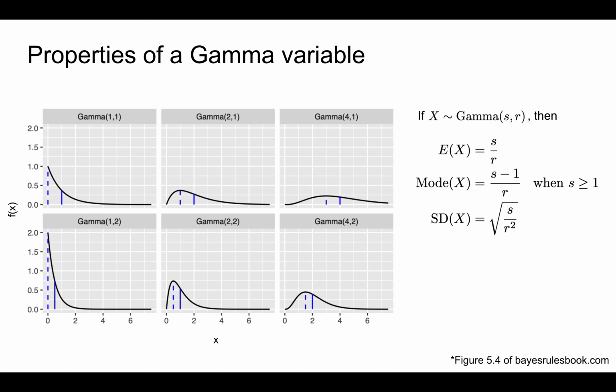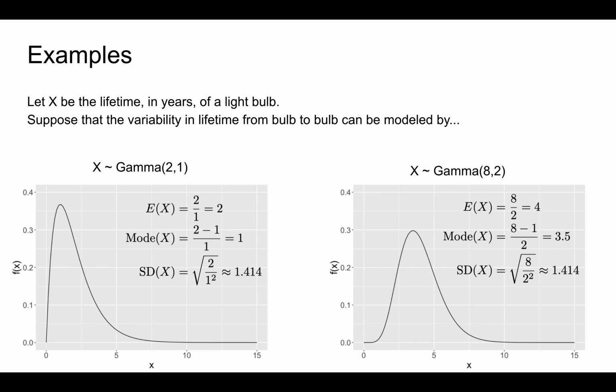Let's apply these formulas to our light bulb example, plugging in our s and r parameters. For the first brand of light bulbs, here on the left, the average lifetime is 2 years, though a 1-year lifetime is most plausible. Comparatively, the typical lifetime is longer for the second brand of light bulbs, with an average lifetime of 4 years.